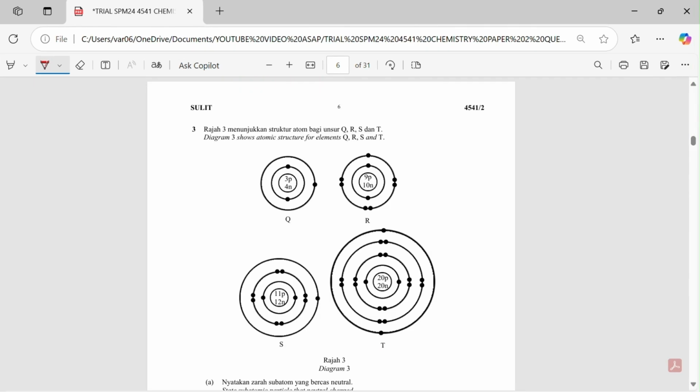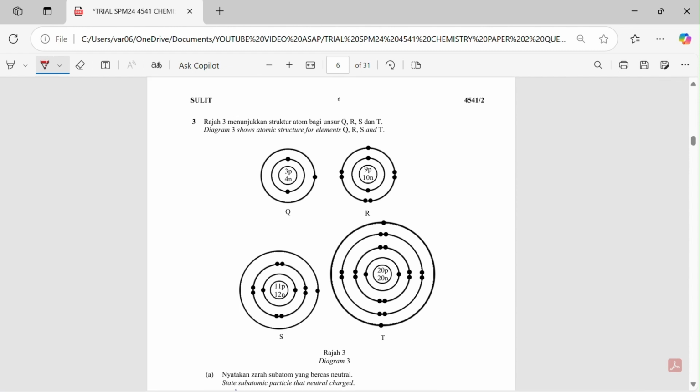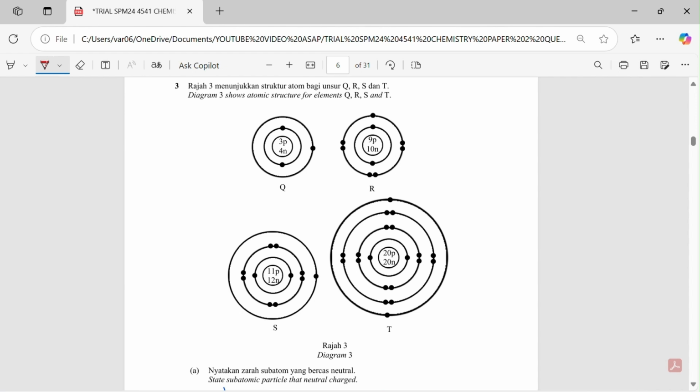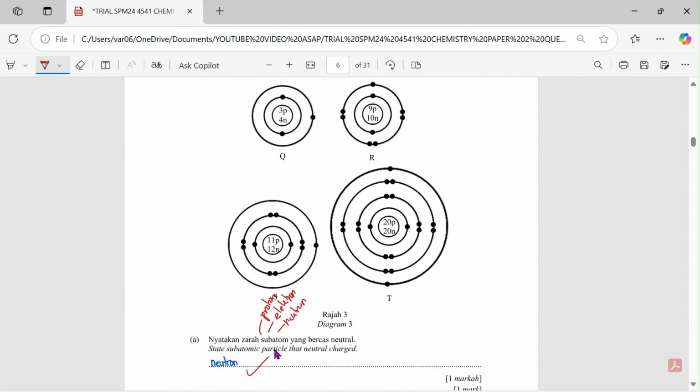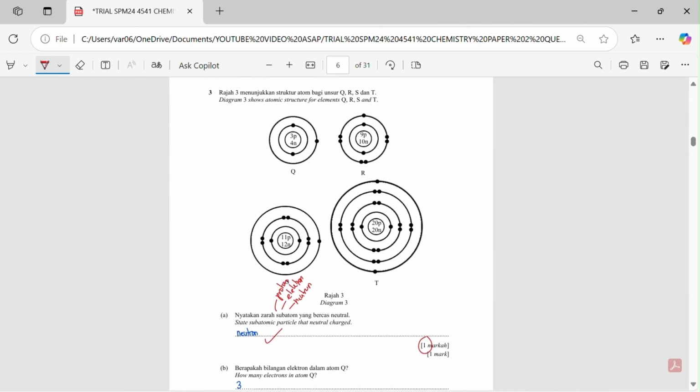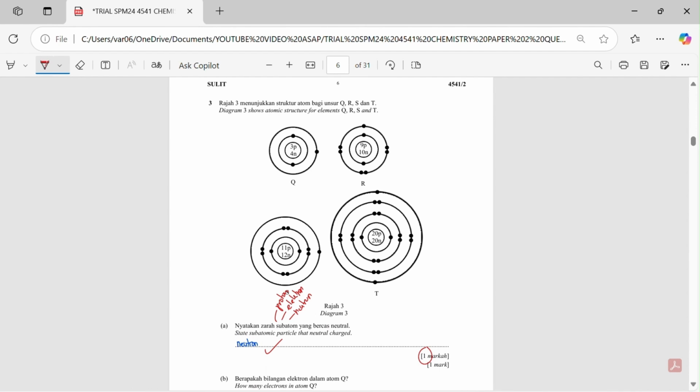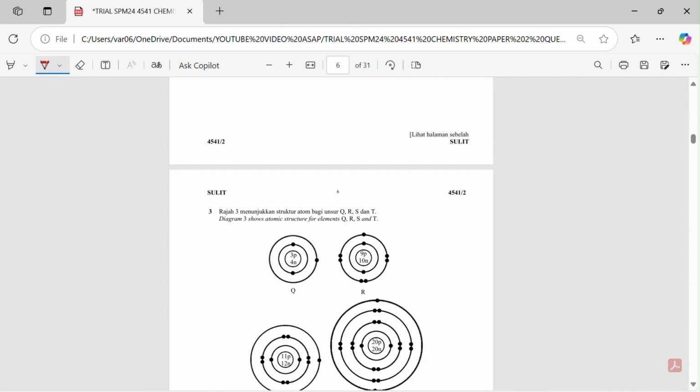Okay. Rajah 3 menunjukkan struktur atom bagi unsur Q, R, S dan T. Nyatakan zarah subatom yang bercharge neutral. So zarah atom we have 3 types: proton, electron and neutron. Very simple lah. Proton positively charged, electron negative, neutron is neutral. So your answer here is neutron. Easy 1 mark.